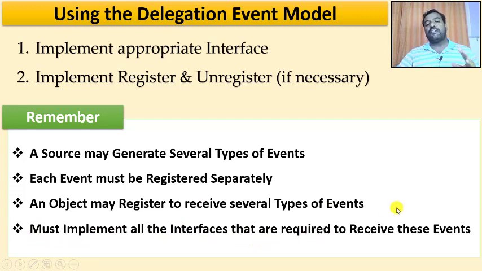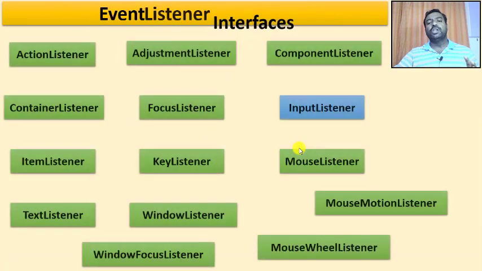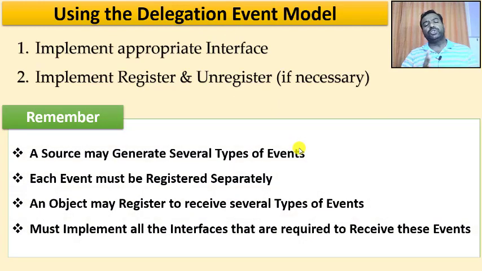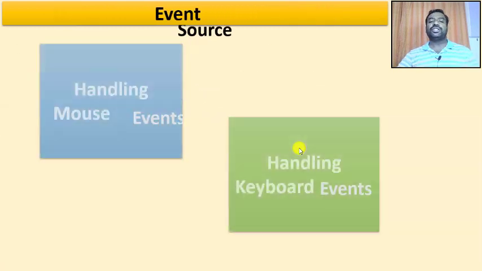For example, if I'm going to use the mouse, using the mouse we will be able to give the mouse input, or the radio button input, or the checkbox input. Hence, you should be able to implement an appropriate interface to receive different types of events from the same resource. This is what you should remember before you use the delegation event model.